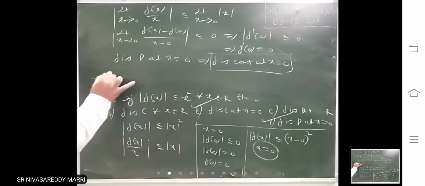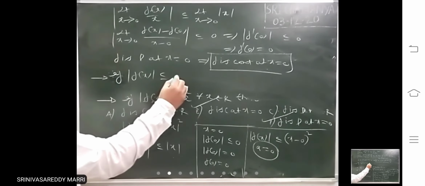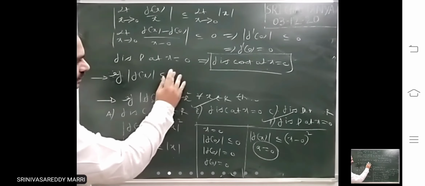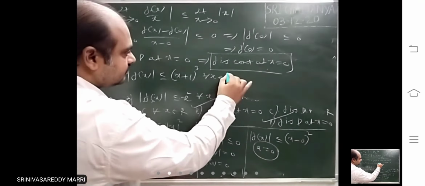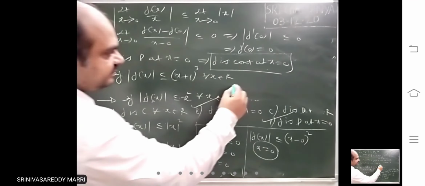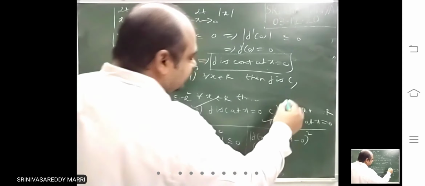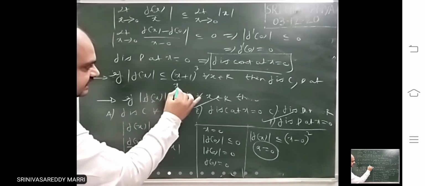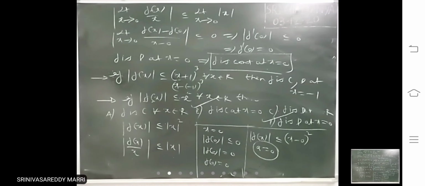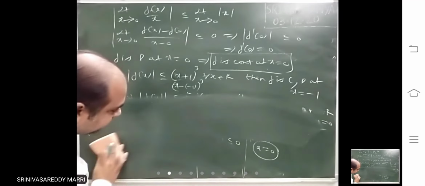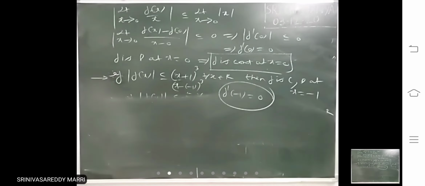The question can be asked in different ways. Suppose modulus f(x) is less than or equal to (x plus 1) whole cube for all x belongs to R. Then what can you say? f is continuous and differentiable at x equal to minus 1, since this is (x minus (minus 1)) whole cube. And f'(minus 1) will be 0.